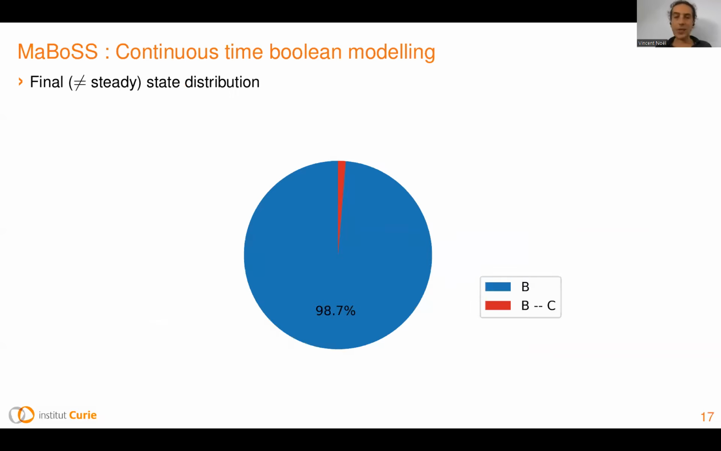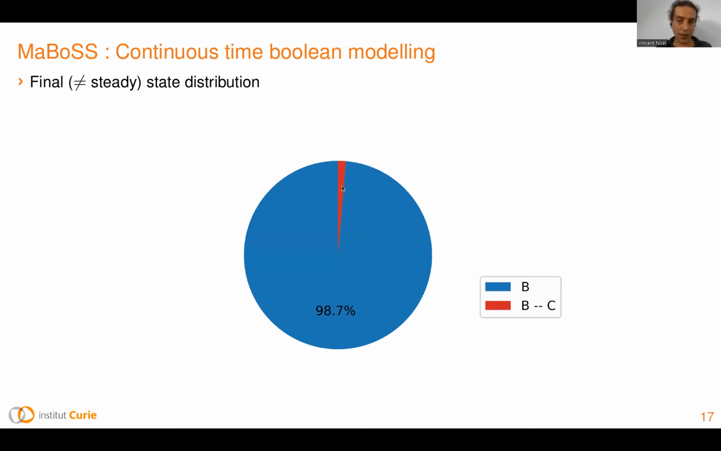One important aspect also is that MaBoSS simulations are an approximation. We are not really simulating them for an infinite amount of time, until they stop changing, because we have a max time argument. So what we are looking at is the final state distribution, meaning at the end of our simulation time, which is different from a steady state, which would be after an infinite time of simulation.